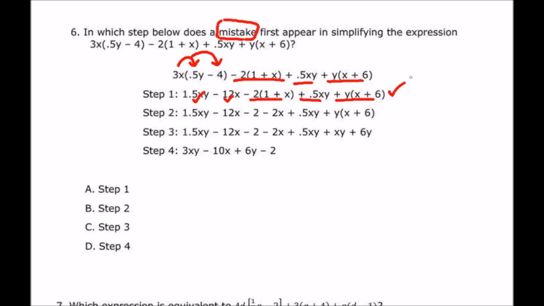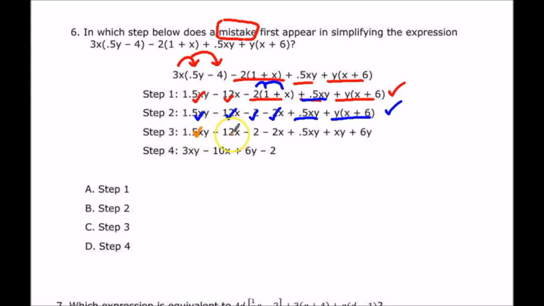So let's check step 2. Step 2, they rewrote it. That's not wrong. But then they multiplied here. Negative 2 times 1 is negative 2, check. Negative 2 times x is negative 2x, check. Then it looks like they rewrote and rewrote. If you rewrite it, that doesn't mean it's wrong. So I've got nothing but checks. Therefore, that set of numbers is correct.